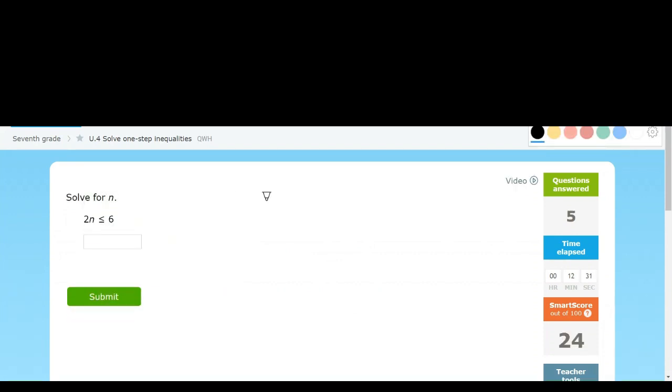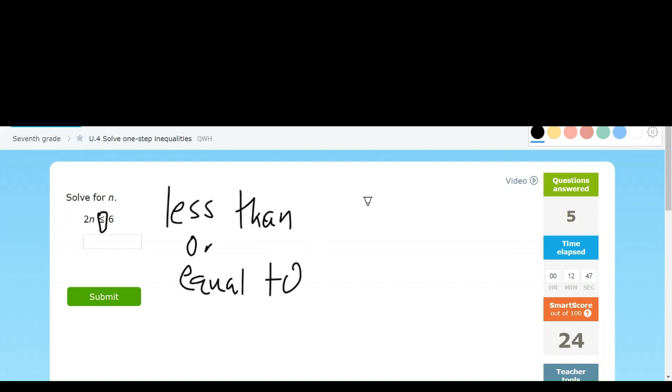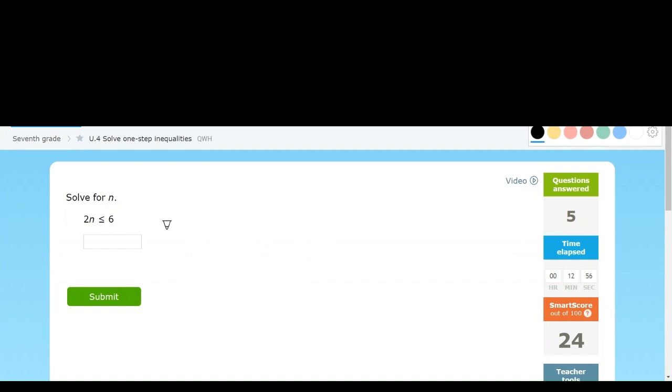Let's do another one together. Remember what this symbol means? It's the less than or equal to symbol. So you would read this as 2n, or 2 times n, is less than or equal to 6. What are we doing to the n here? Well, we're multiplying it by 2. What's the opposite of multiplying by 2? Well, it's dividing by 2.